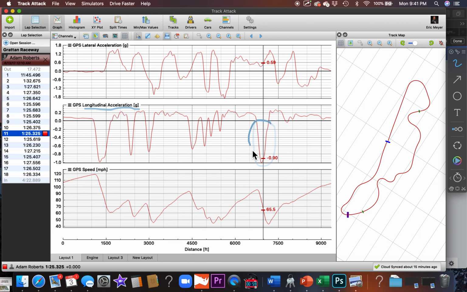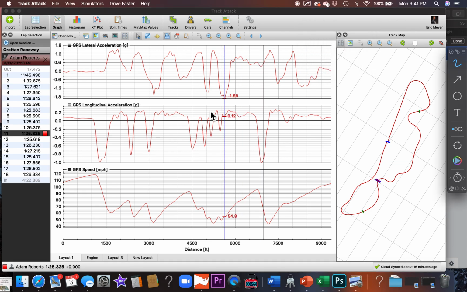Longitudinal G's below the line equals braking. And that correlates to right here. It's going down, right? Speed's going down. Speed's going from about 100 down here to about 45. That braking right there, this is your feet. This is your hands. Pretty simple, huh? We're almost done with this stuff. Hands, feet underneath there for longitudinal.